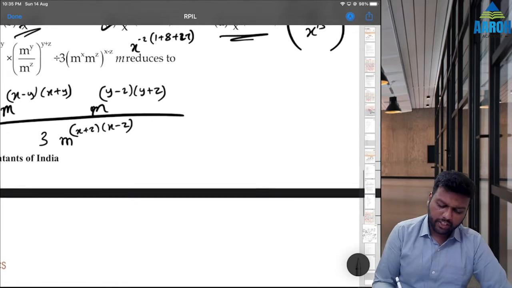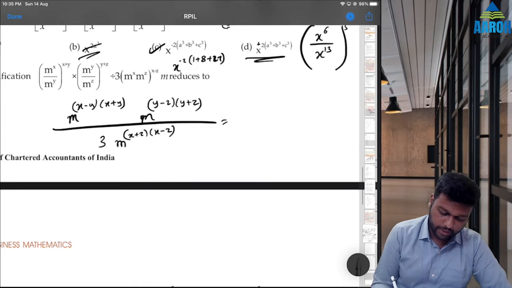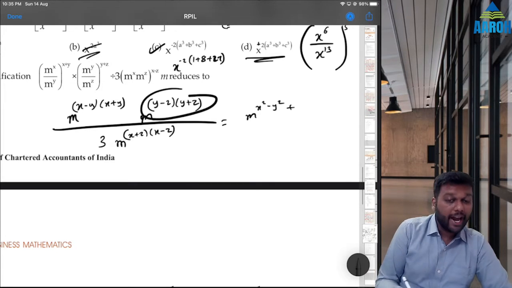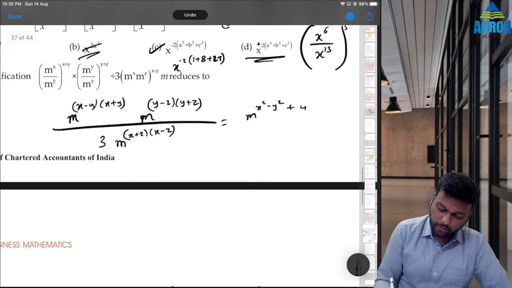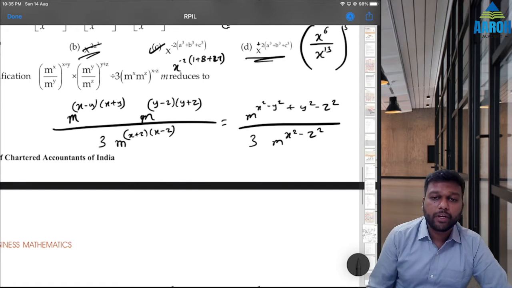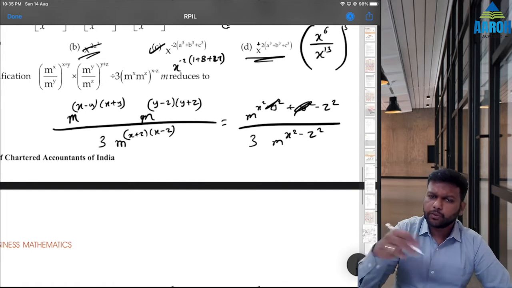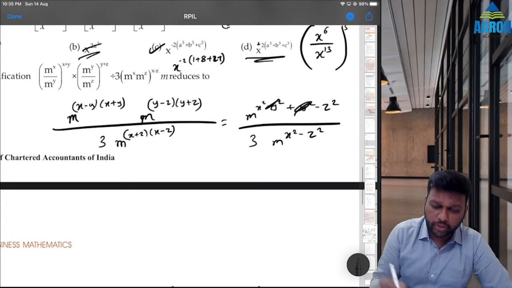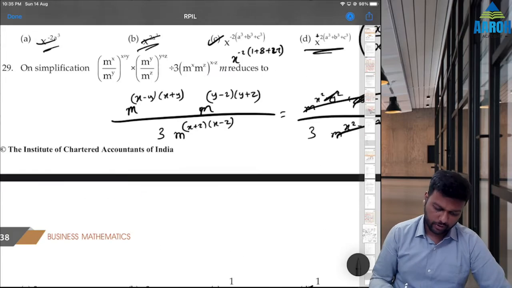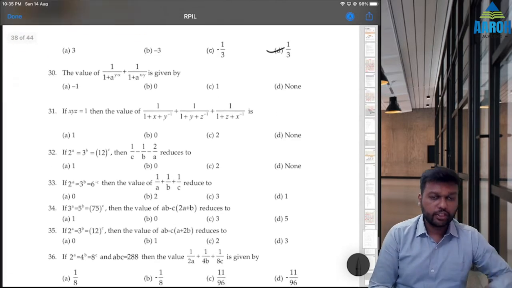a plus b, a minus b is what? a square minus b square. So m raised to x square minus y square plus, because this will be added to that first term, y square minus z square, upon 3 into m raised to x square minus z square. We can cancel plus y square minus y square. So m raised to x square minus z square is both in numerator and denominator. So we can cancel it. So 1 by 3 is the correct answer, option D. Okay. Yes. Next, question number 30.